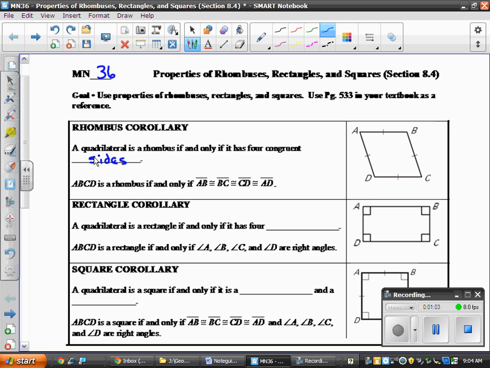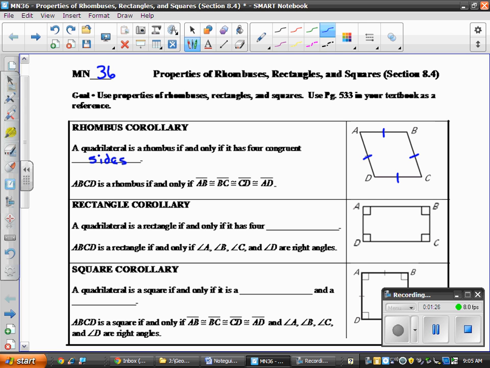So here we have that ABCD is a rhombus if and only if AB is congruent to BC, which is congruent to CD, which is congruent to AD. So notice the symbols there. I always think of a rhombus as a square, all equal sides, but slanty, like someone sat on it and caused the 90-degree angles to go slanty.